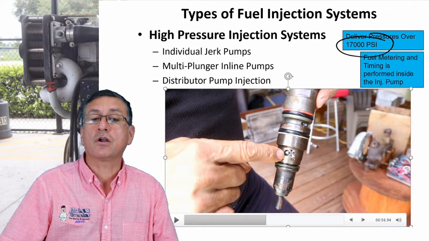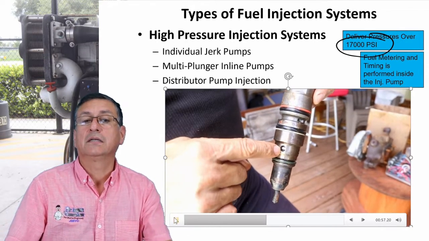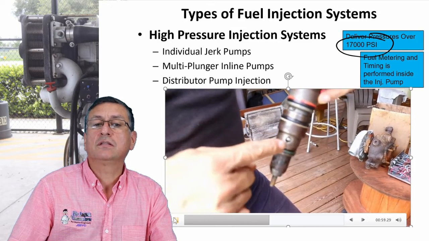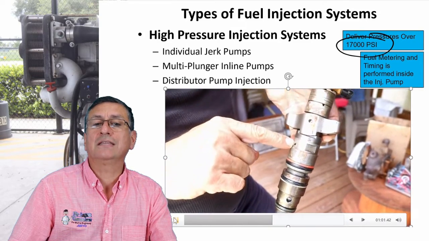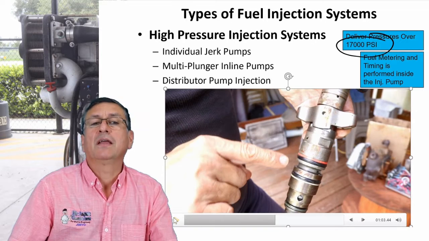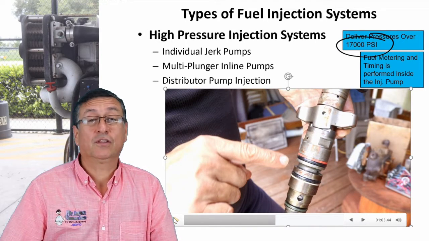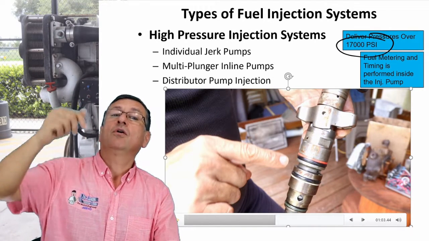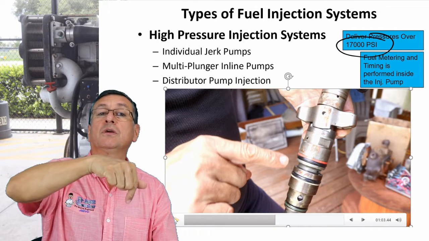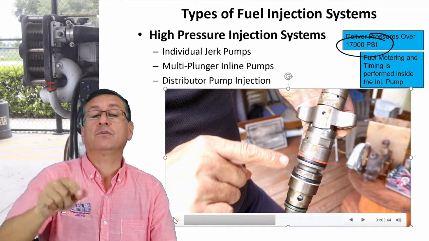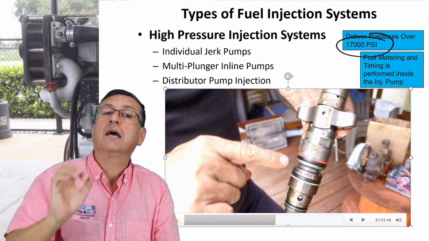Okay, this is the return. This is the return. Correct. All of those are return, and this is input. Remember, only 20% of the total amount of fuel entering is used in the combustion chamber, and 80% returns. For that reason, the return hole is bigger than the input.